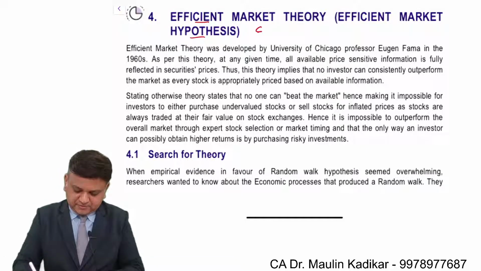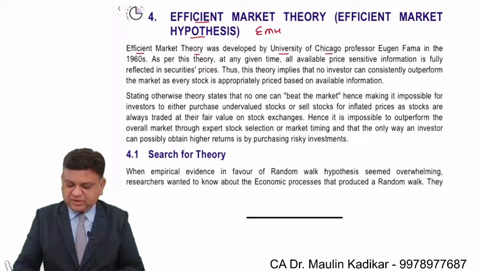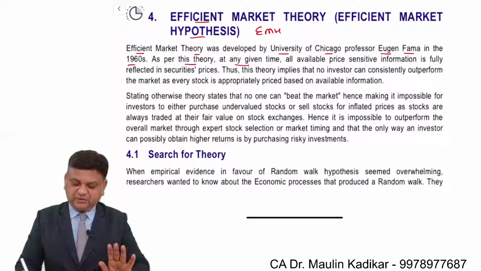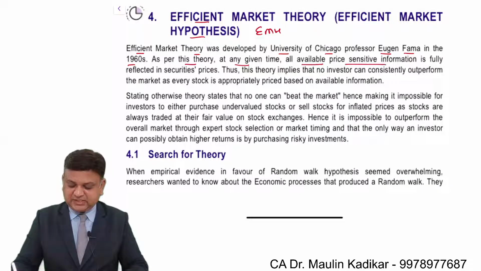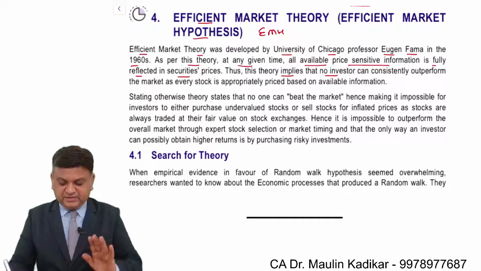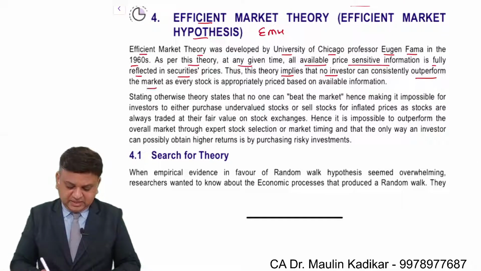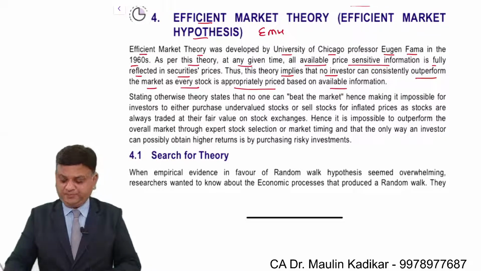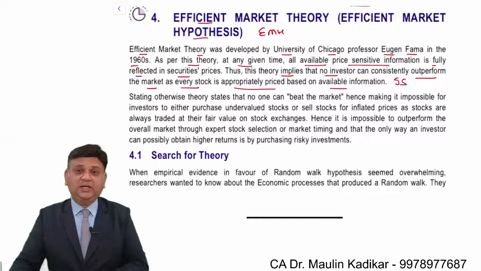Efficient market hypothesis. Efficient market theory was developed by University of Chicago professor Eugene Fama in the 1960s. As per this theory, at any given point of time, all available price sensitive information is fully reflected in the security prices. Thus, this theory implies no investor can consistently outperform the market as every stock is appropriately priced based on available information. This is the semi-strong form of market efficiency.